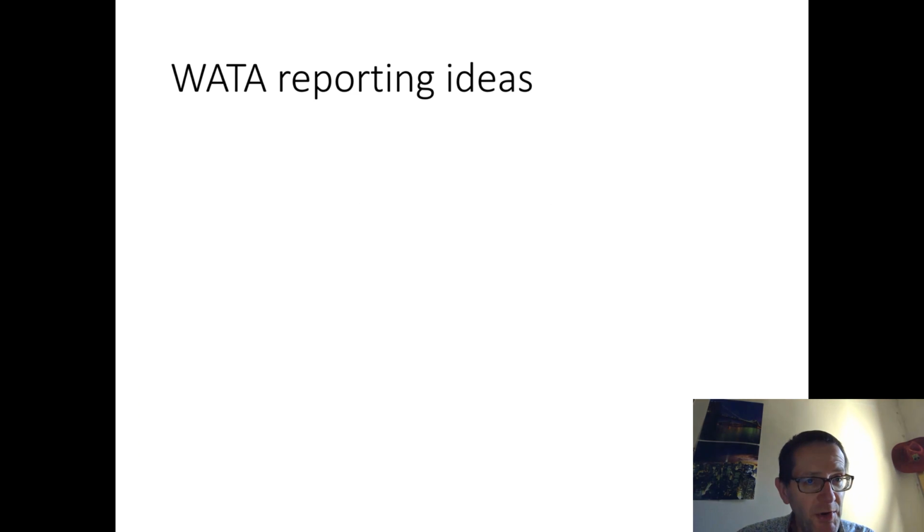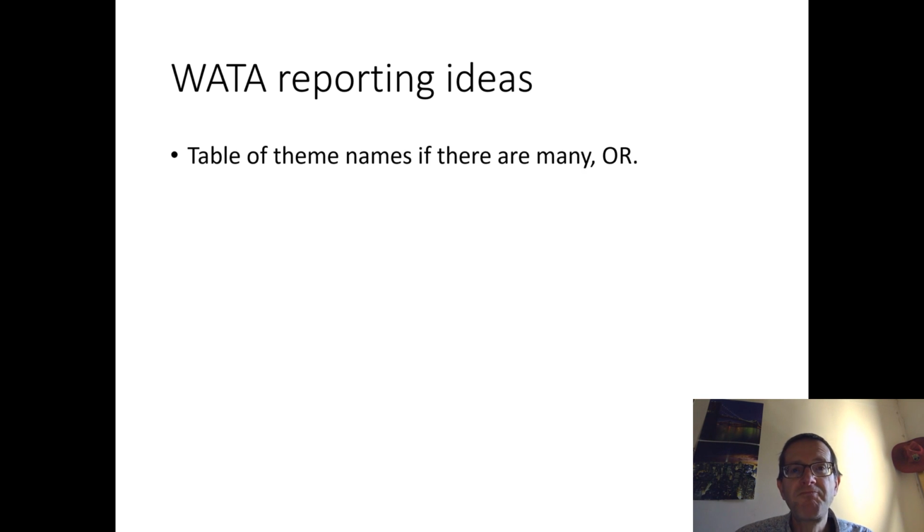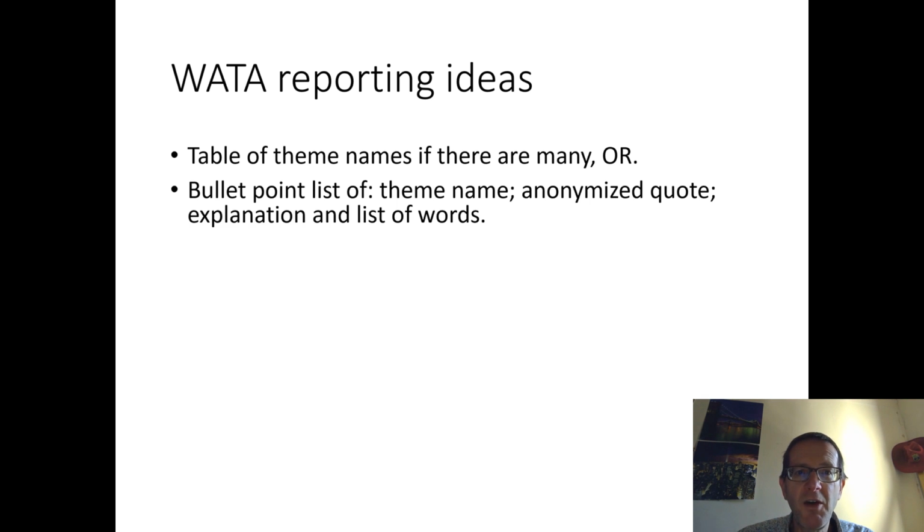So, ideas for reporting the results. At the end of the Word Association Thematic Analysis, you'll get a set of themes. So how can you report them? You can have a table of themes, if there are many, or a bullet point list of themes. Include the theme name, an anonymized quote, an explanation, and maybe a list of words that go with the theme.